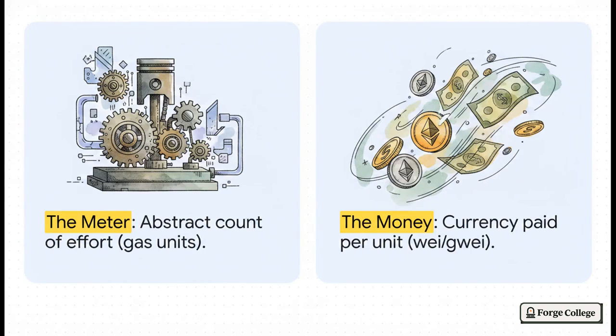Moving on to section 2, the meter versus the money, measurement versus price. This brings us to probably the single most crucial concept for beginners to wrap their heads around. We have got to completely separate the measurement of the work being done from the actual currency used to pay for it.